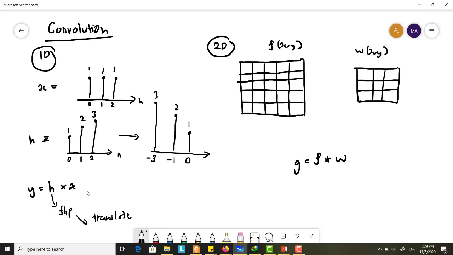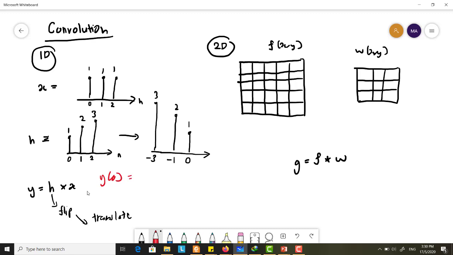Once you flip, then you can translate. You must put this one and this one on the same axis, then do the translation operation on this same axis. When you want to find y0, there is no translation. When we talk about y0, it means no translation at all.